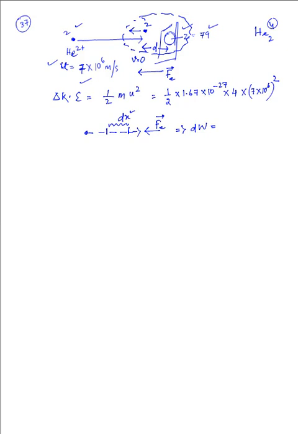So this is F dot dx, which is exactly in the opposite direction because the force is a repulsive one. So this is cosine of 180 degrees. So that means this is minus 1. So this is minus F dx.